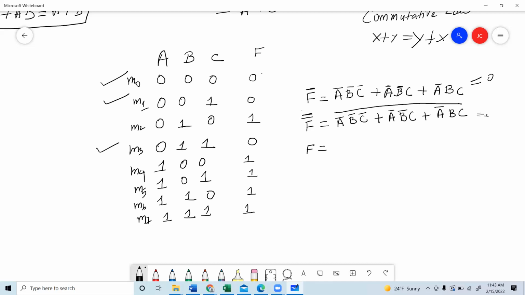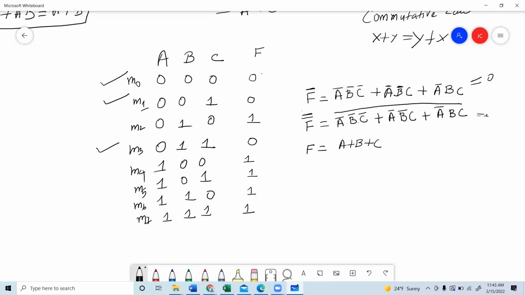Again, we are doing De Morgan's law only here. So what I'm going to write is: A bar, and this bar will become a single A, and this will become B, and this will become C. See, one thing, all this dot is nothing but an AND gate.